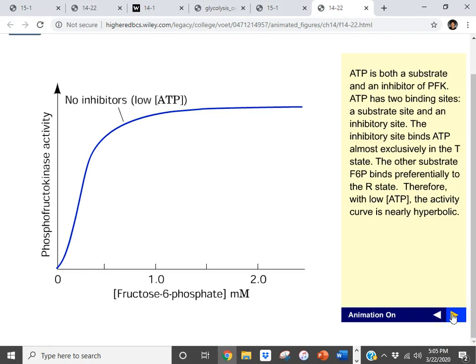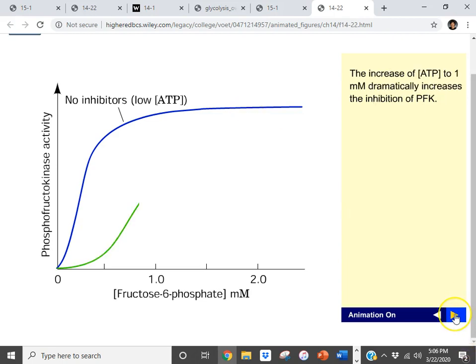If we look at the enzyme's activity, we measure that on the y-axis, and the fructose 6-phosphate, which is its substrate, on the x-axis, and we get a curve that is nearly hyperbolic, even though we have an allosteric enzyme. But this is where we don't have a whole lot of ATP. So this is what we get: we get a sigmoidal shaped curve when we add ATP. So this is going to dramatically increase the inhibition.